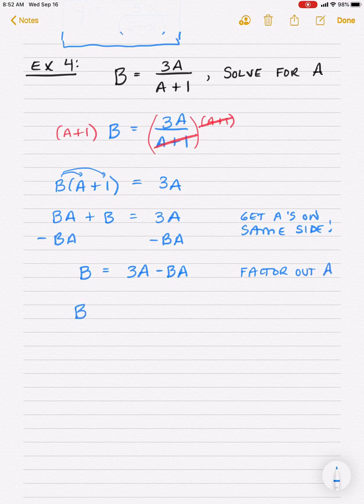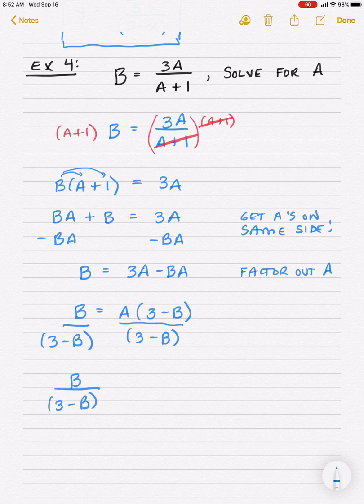Again, we're going to undistribute this A, and I'm left with 3 minus B in this quantity. And so now that we have a single A, I can divide both sides by this quantity 3 minus B. And we get B divided by 3 minus B. Here they simplify, and I have A equals by itself. Okay, so again, there might be another way to write that answer depending on if you decided to get the A's over on the left side, and that's why whenever I think you may do that, I'll just give you two different answers.